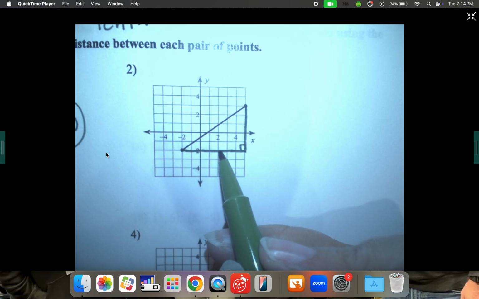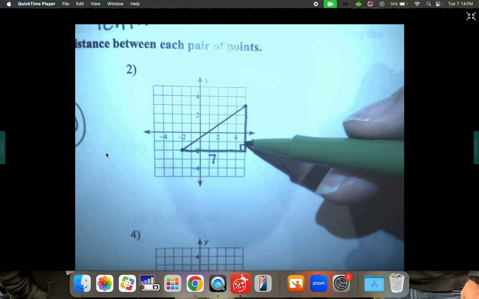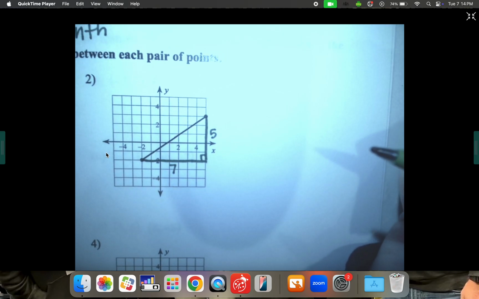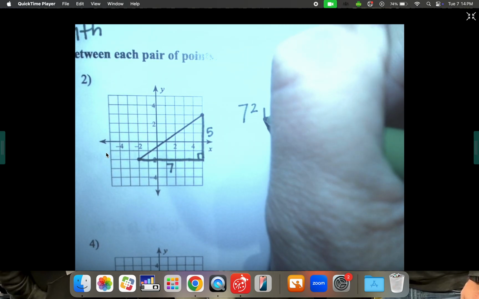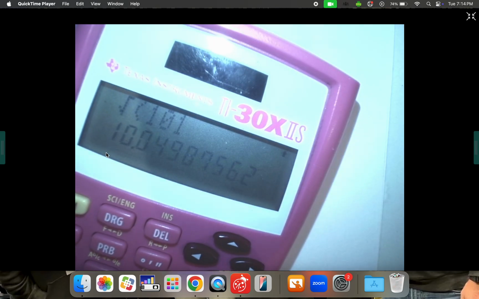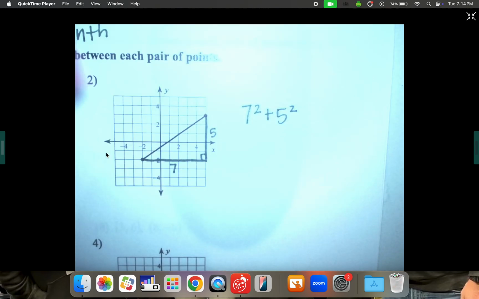1, 2, 3, 4, 5, 6, 7. How long is this leg? 1, 2, 3, 4, 5. Legs, if we have the legs, you add. So it's going to be 7 squared plus 5 squared in your calculator. 7 squared plus 5 squared is 74.